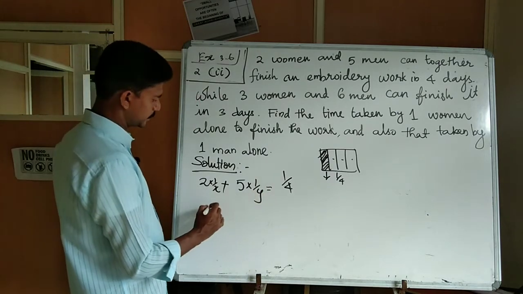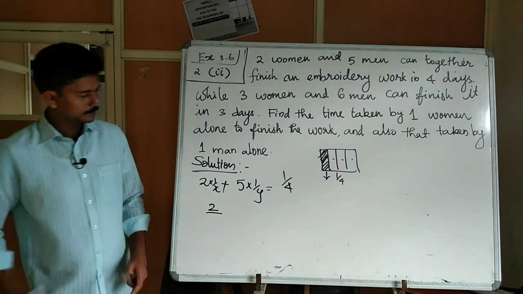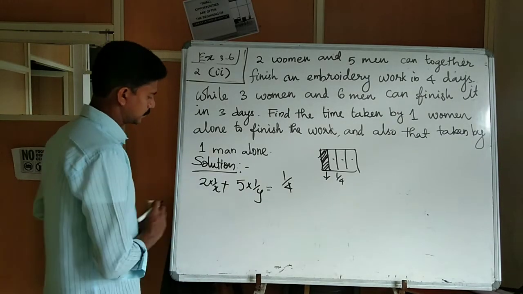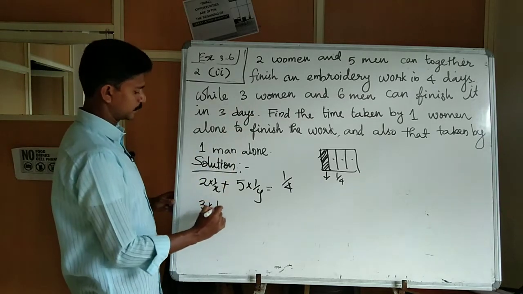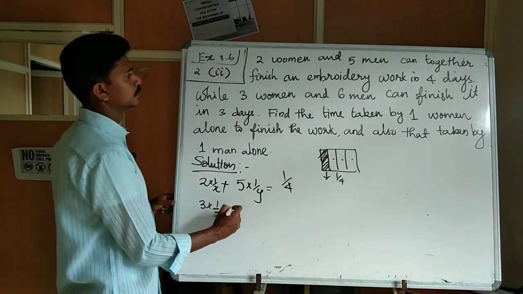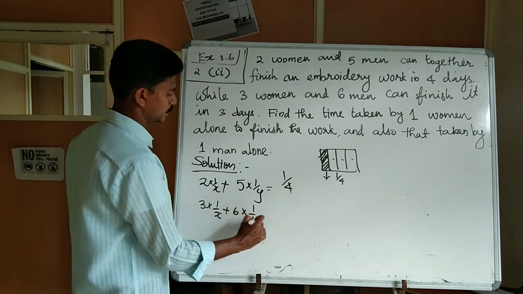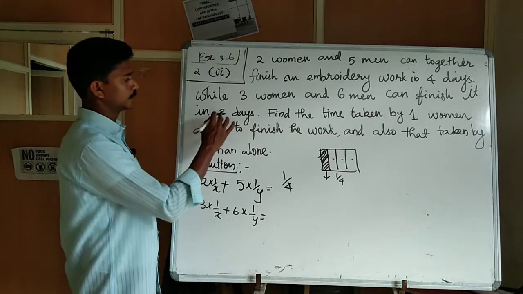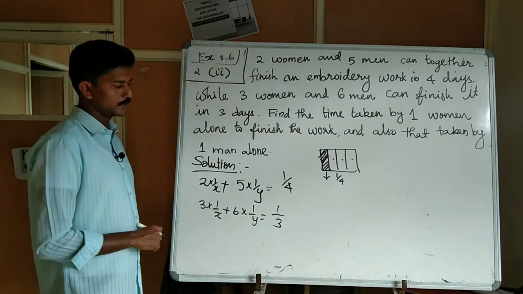So this we can write as 2 by x plus 5 by y equal to 1 by 4. Let it be like that. And the second one: 3 women's 1 day's work plus 6 men's 1 day's work is equal to, 3 is given, so we have to write 1 by 3, 1 day's work.